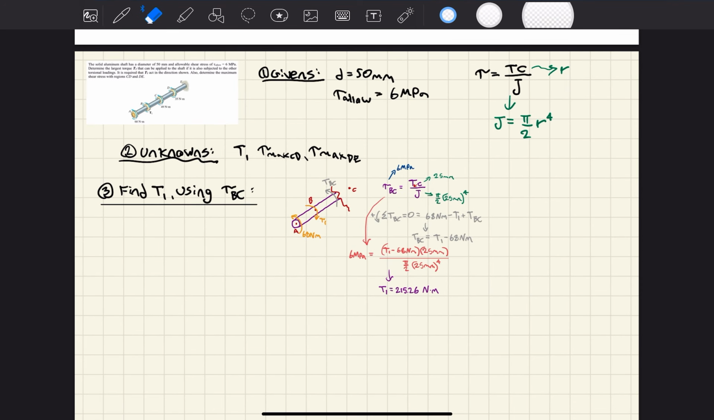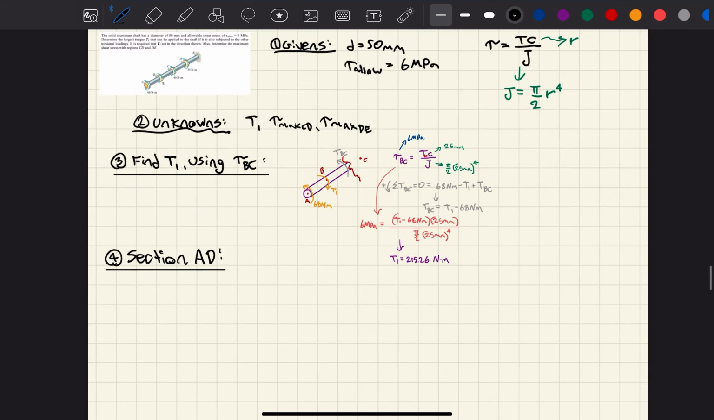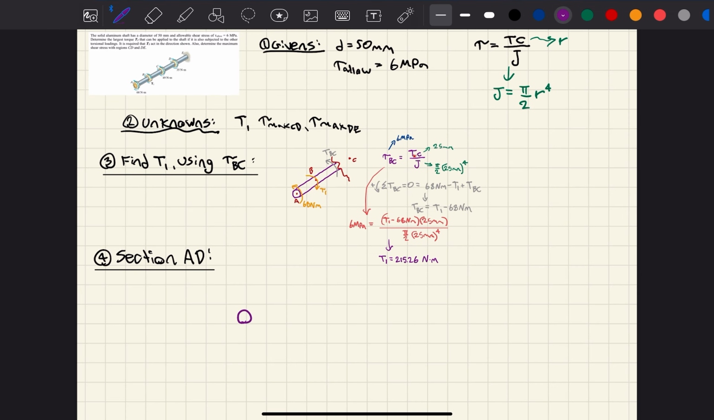Okay, so we're going to look at section AD. So if my beam, or I keep saying beam, my rod, my shaft, looks like so. This is my point D. It's somewhere here because I'm looking at section D. This is point C. This is point B. This is point A.